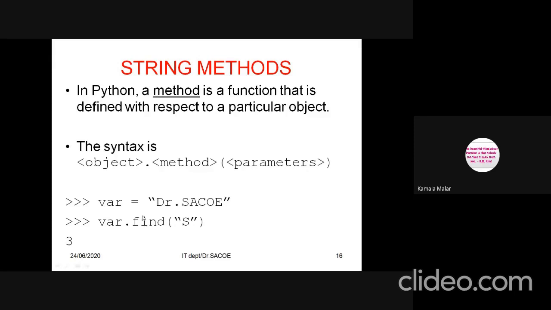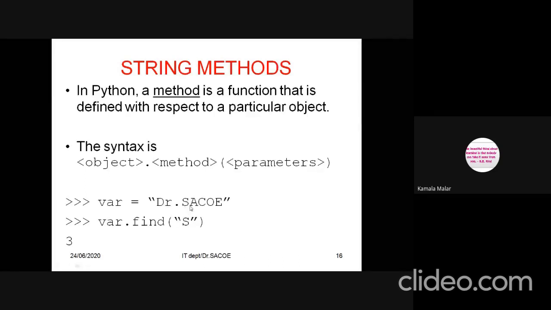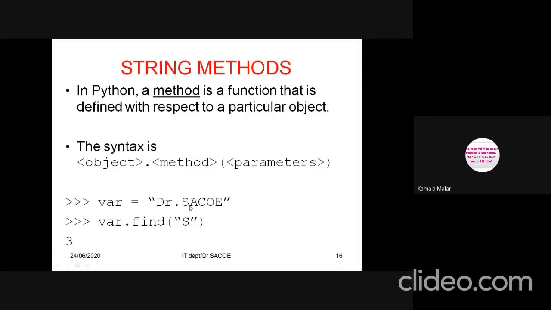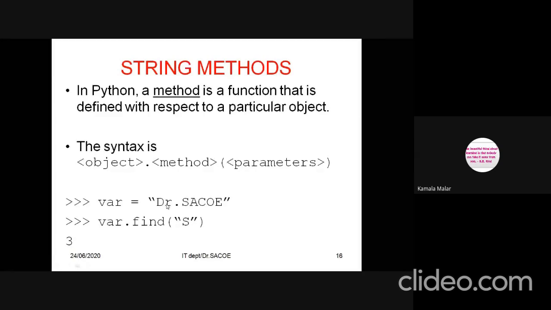If you put a dot, there is one built-in method, find. So what is the purpose of find? If you give that string, it will find whether that particular character is available in the string, and it will return the position. So see, 0, 1, 2, 3.